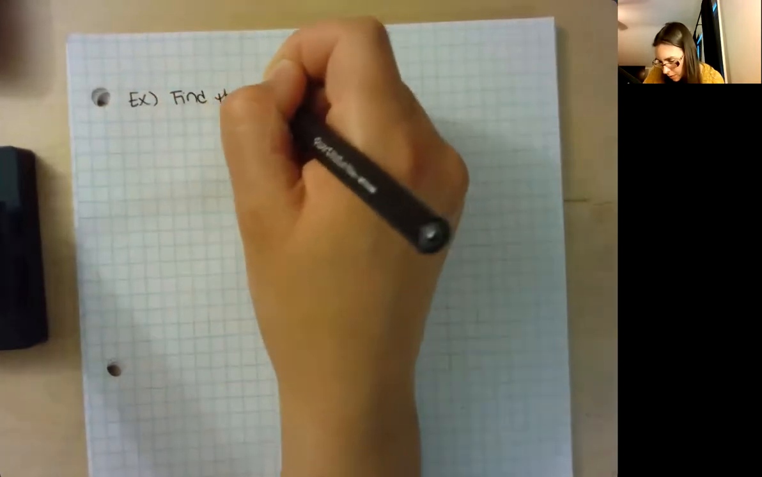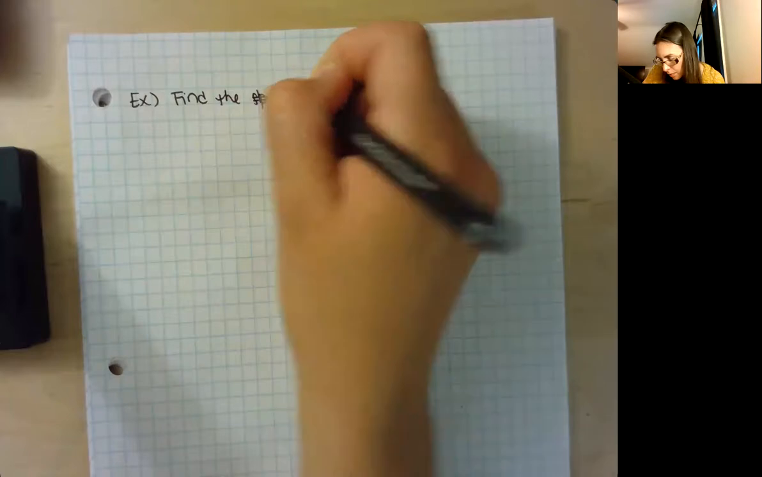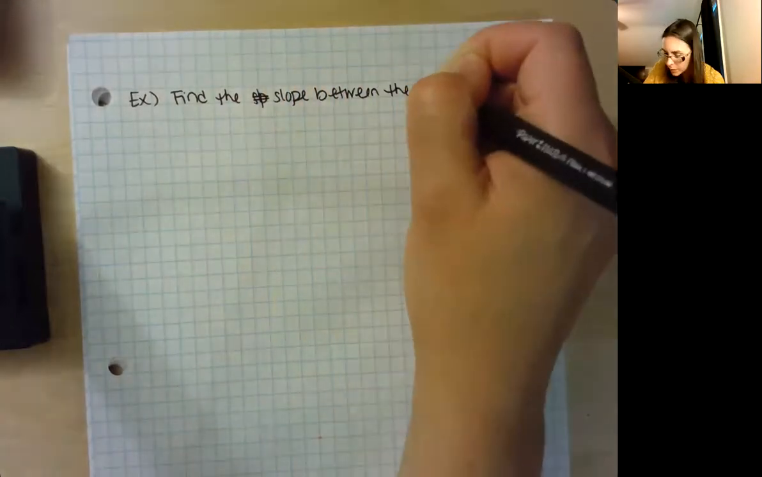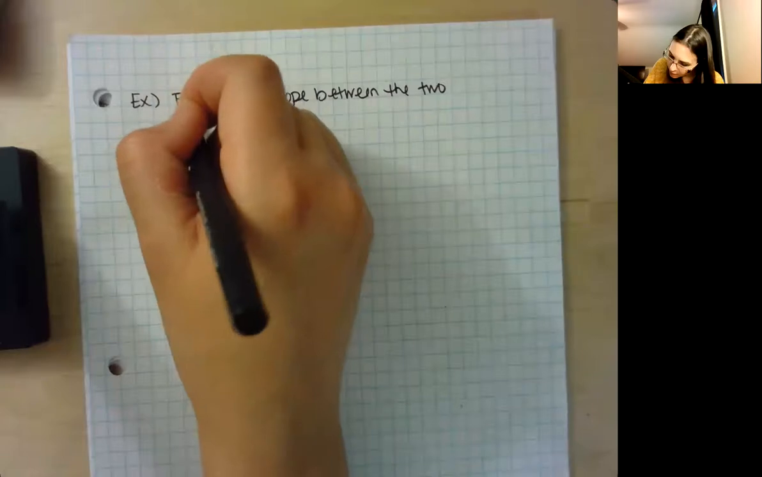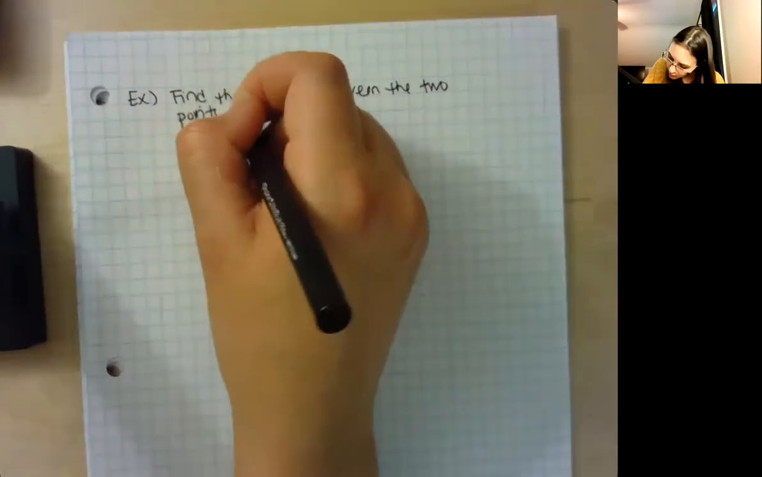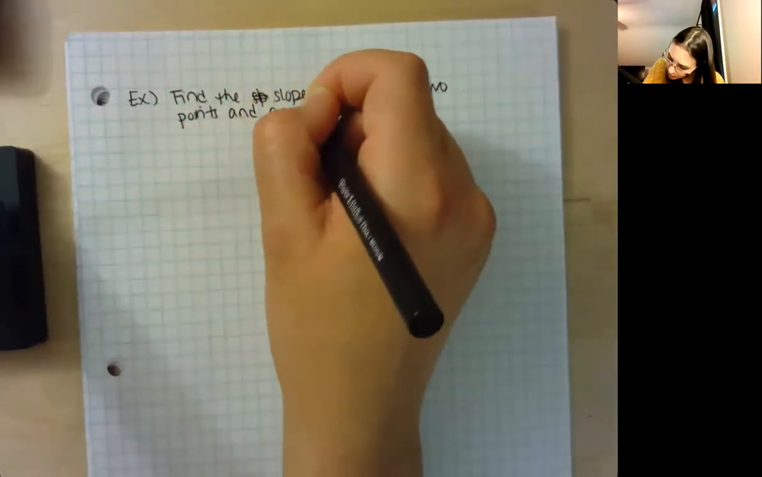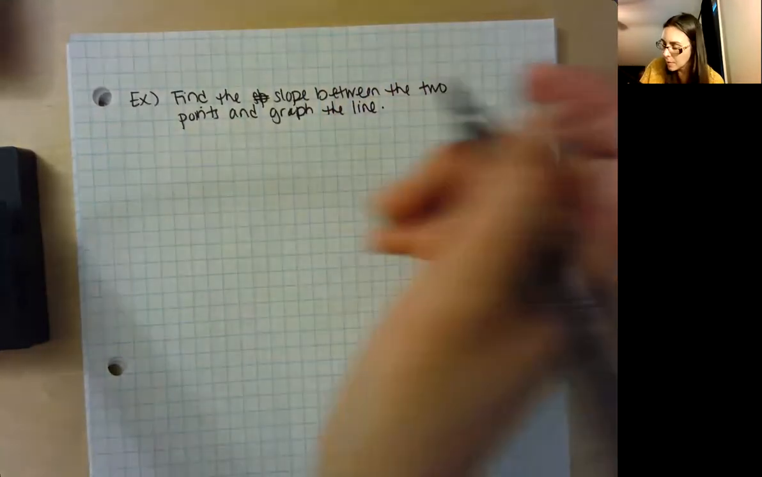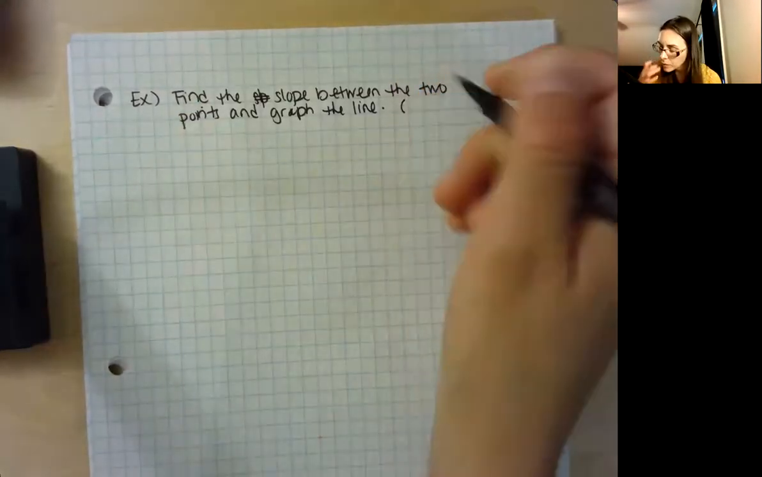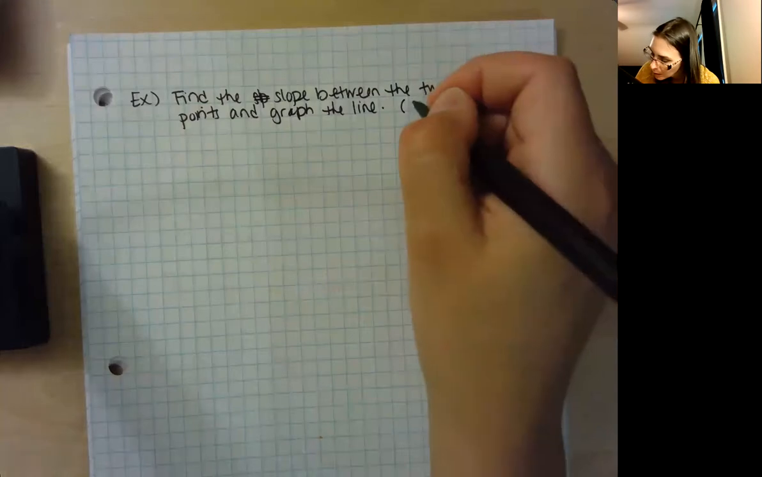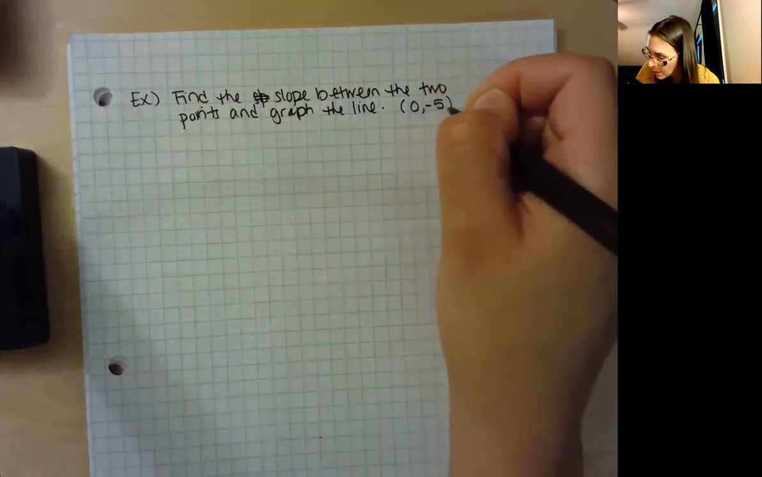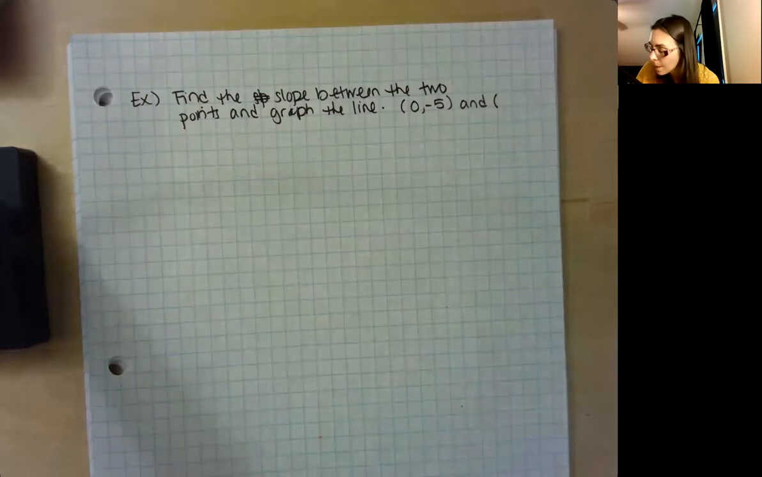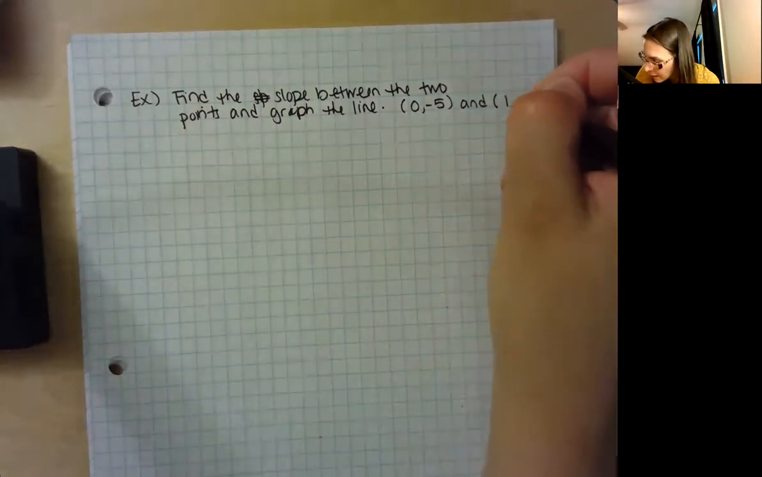Find the slope between the 2 points and graph the line. Okay, so here are my 2 points this time. I'm going to use the points (0, -5) and (1, -10).